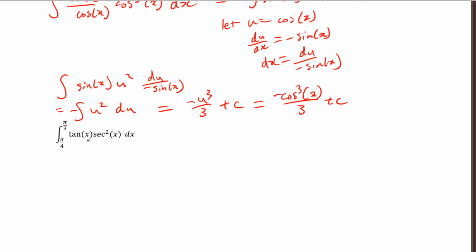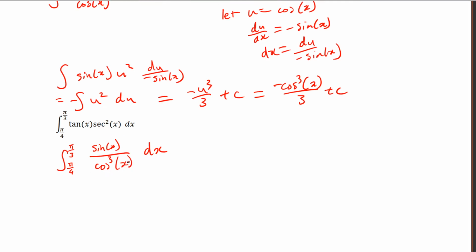So I might want to again take this, I'll write this like this. Instead I'll write tan x as sine x on cos x and sec squared as 1 on cos squared x. So this is sine x on cos cubed x, and then this is going to be a u substitution. I have sine on top and a power of cos on the bottom. I know if I let cos x equal u, I'll be able to cancel out this sine x.